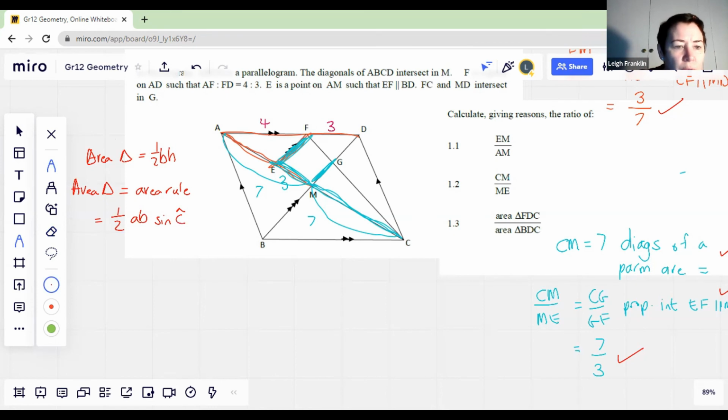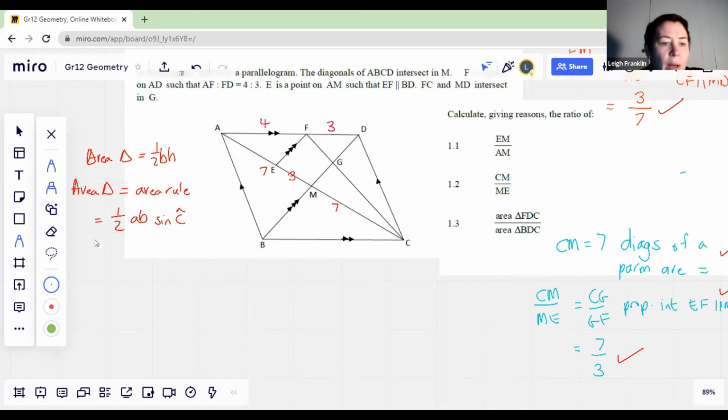What I'm going to do is just get rid of some of all of this. I'm just going to put in the vital information. We know that that's equal to 7. We know that that was equal to 7 as well. We know that EM was equal to 3. So I think a sensible way of starting this question is to go and highlight the triangles that we are talking about. Okay. So in this particular case, we are talking about triangle FDC.